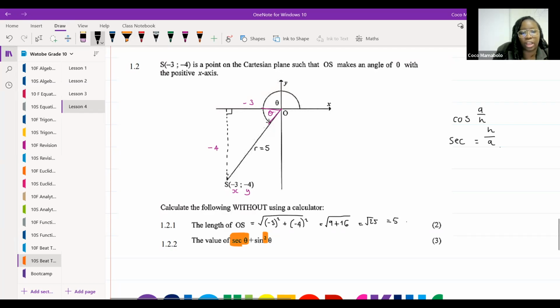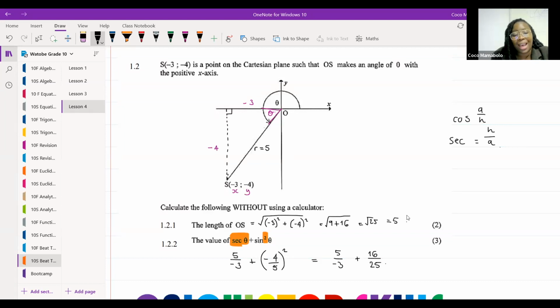All right, guys, let's look at the answer for this question. All right, so I know that sec of theta is going to be hypotenuse over adjacent. So that's going to be 5 over my adjacent, or my x will be -3, plus sine of theta will be -4/5. But I know that this whole thing needs to be squared because it's sine squared theta. So we're going to end up with 5 over -3 plus 16 over 25.